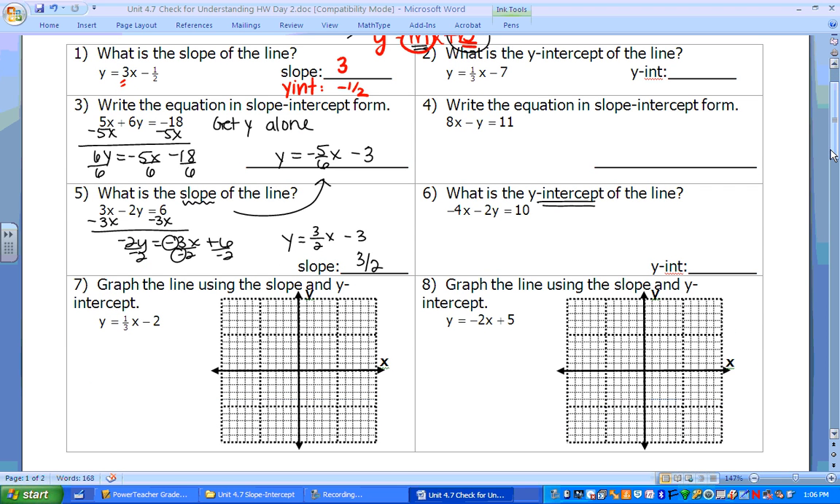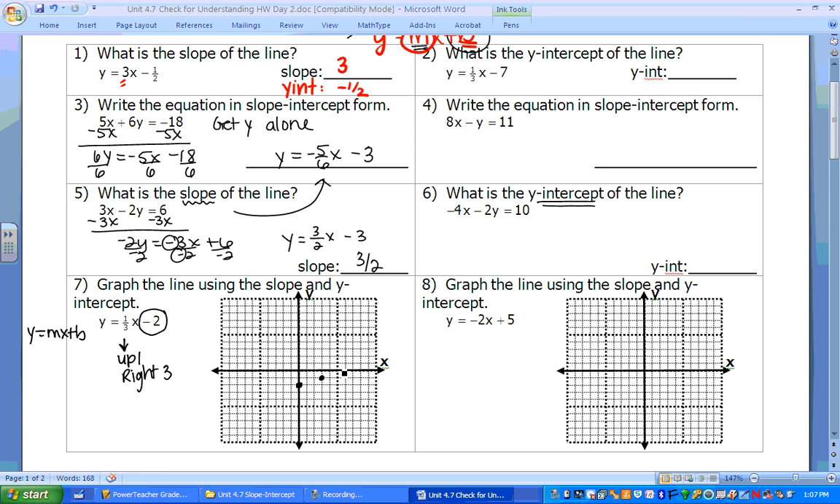Graph the line using the slope and y-intercept. It already is in y equals mx plus b form, slope-intercept form. This would be the first point on your graph. From there, move up 1, right 3, and plot your next point.